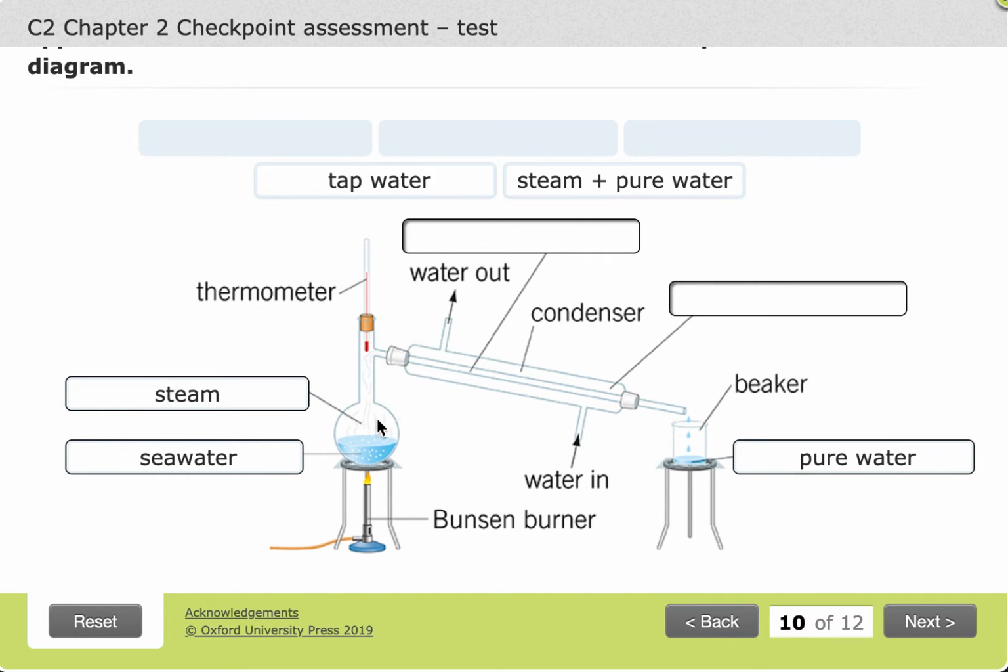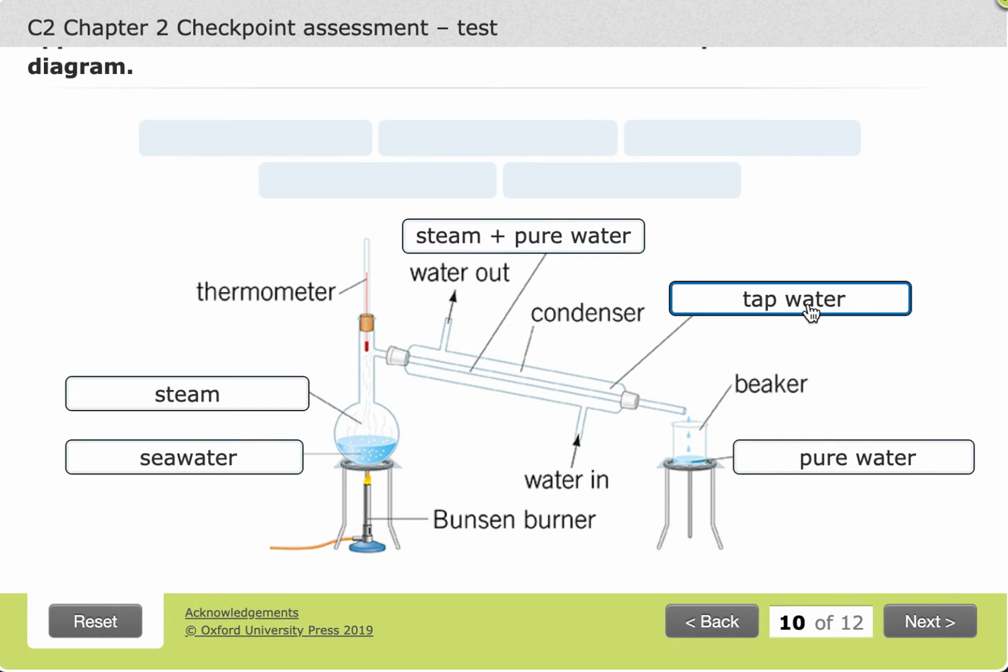Then that steam travels up and through our condenser. Inside the condenser, our steam becomes pure water. It is cooled down and changes state. So in there's a mixture of steam and pure water. That pure water is going to trickle down into our beaker. How do we cool down that water? We do it by putting in some tap water into the condenser. The condenser itself has cold tap water, which is taking the energy out of our steam and allowing it to form our liquid state.